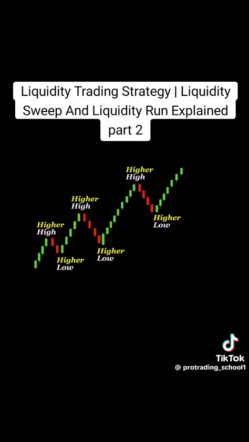Think of it as climbing a staircase. Each step higher shows that buyers remain in control. The reason is straightforward. Demand is greater than supply, buyers are willing to accept higher prices, and sellers don't have enough pressure to stop the advance.